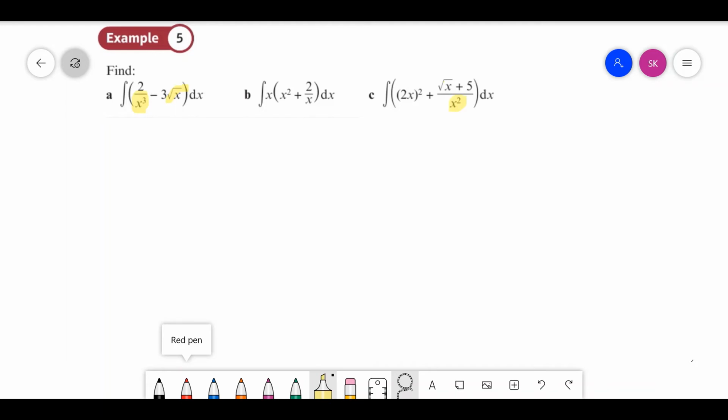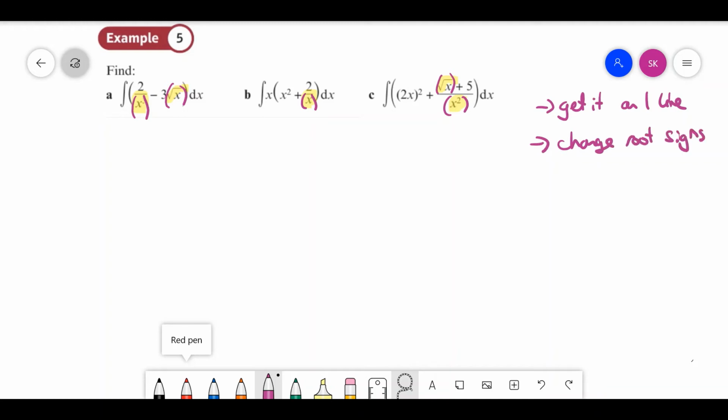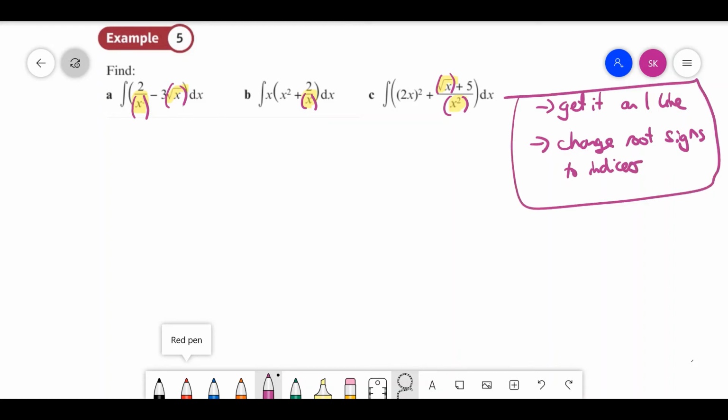So when there's an x term as a denominator or a root x, I have to get it onto one line and make my root signs indices. You have to get it onto one line, which means eliminate the denominators by writing them as negative powers. And I have to make my root signs into indices. So this is what you have to do. Make a note of it.